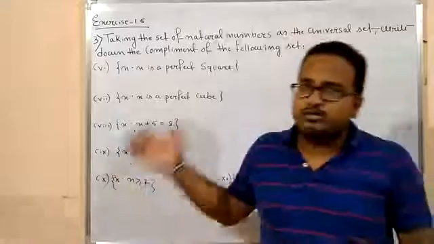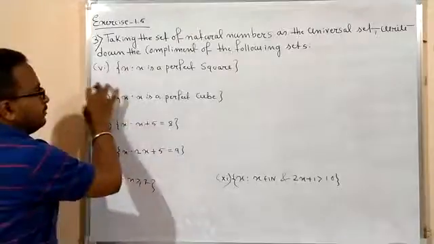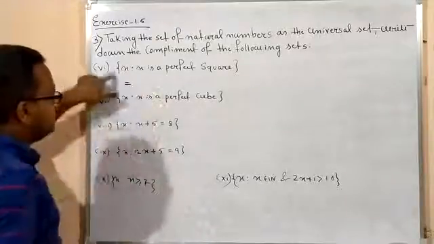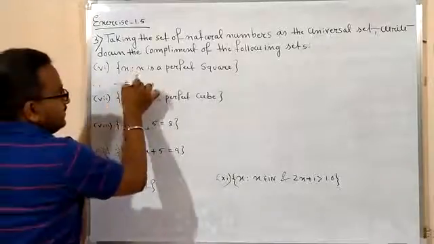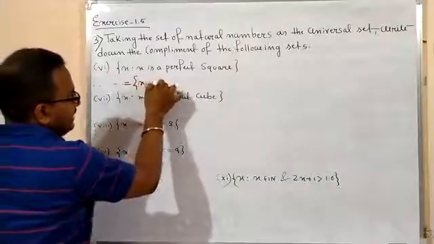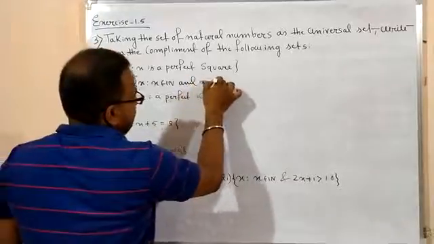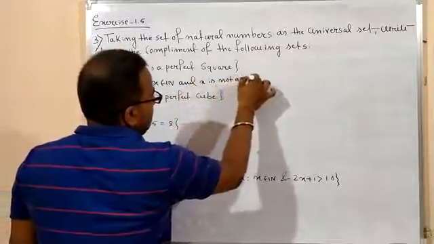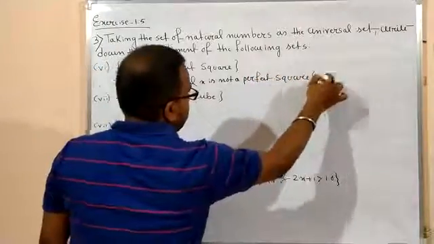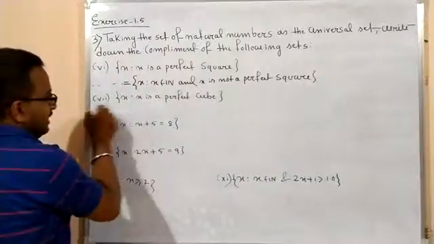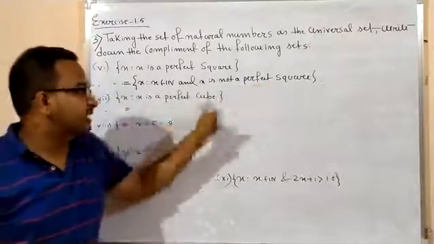So let us solve the rest problems. So these are very easy. You just write the complement of the given set. Don't write equals to. You just write complement of the given set. Okay, complement of the given set equals to the collection of all x such that x belongs to N and x is not a perfect square. It's a very easy thing, right? So similarly, you can write it like that, isn't it? That x is not a perfect cube. Same thing. Just write perfect cube here.